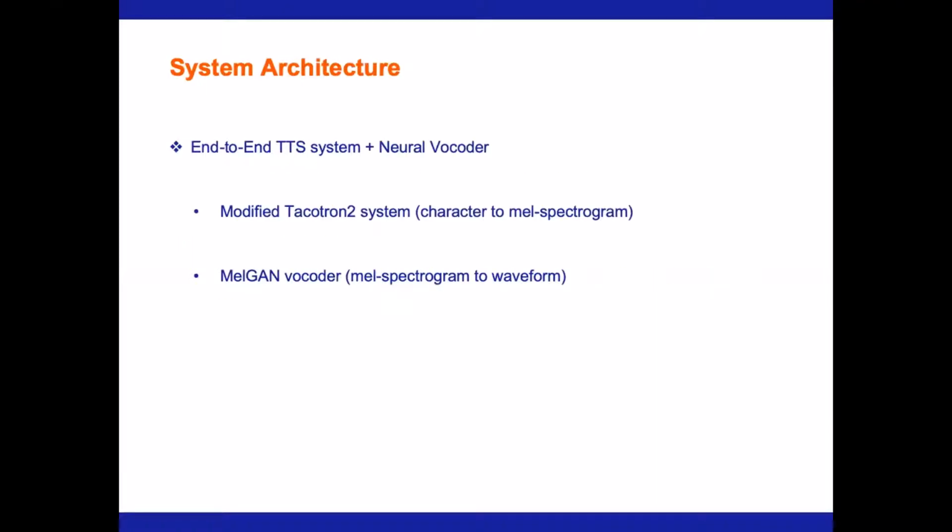Then I will talk about our system architecture. Our system is an N2N TTS system plus a neural vocoder. Our N2N TTS system is the modified Tacotron2 system. We use the modified Tacotron2 system to convert the input to the mel spectrogram, so we use the mel spectrogram as our acoustic features. And for the neural vocoder, we use the MelGAN vocoder to convert the mel spectrogram to the waveform. Then I will talk about our system architecture details.